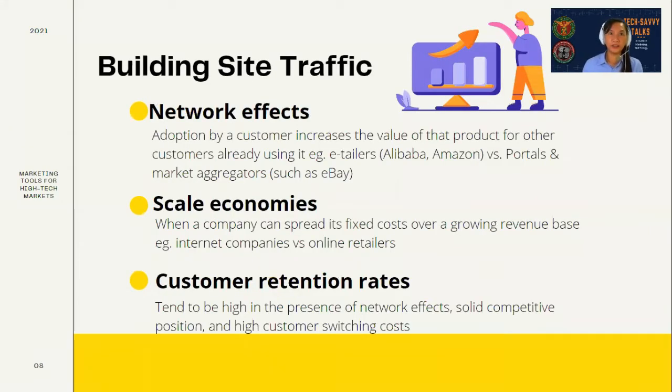So if we already have an effective website design, the next question now is how do we grow the visitors as quickly as possible? There are three conditions that should be met. The first one is the network effects, which is the adoption by the customer that increases the value of that product for other customers already using it. A great example of this is e-tailers or electronic retailing like Alibaba or Amazon, where they offer a wide range of products, allowing small producers to sell through their website for free.